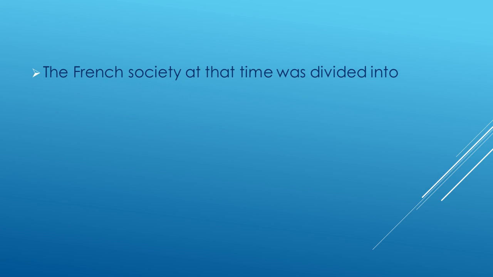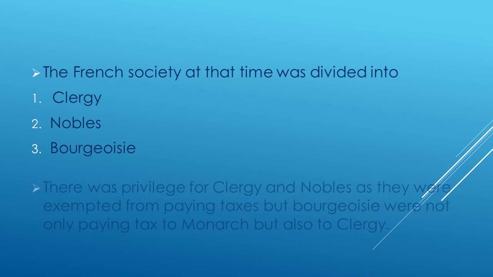The French society at that time was divided into three estates. The first estate belonged to the clergy, the second to the nobles, and the third to the bourgeois. Who are these clergy people? The priests in the church, the fathers in the church, all came under the first estate. In the second estate, all the kings and royal princes came under it. And in the third estate, normal business class people, farmers, peasants, everyone came under this bourgeois class. So this was the division prevailing at that time.